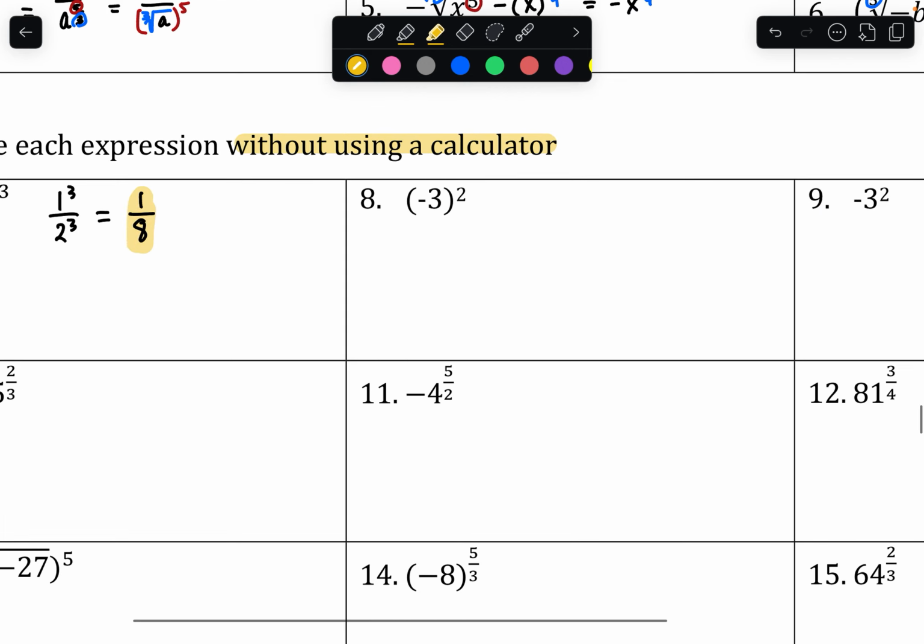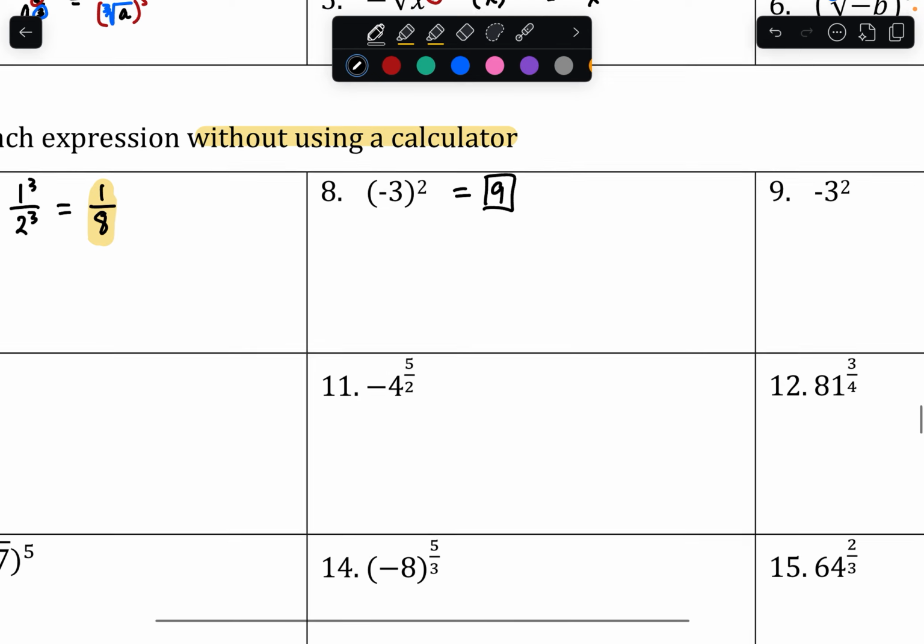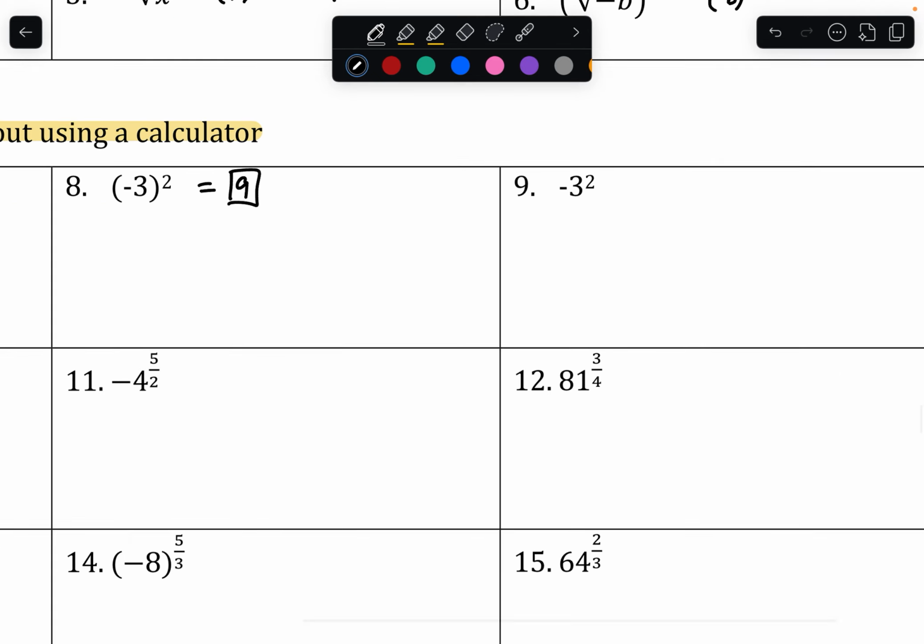Okay, -3 squared becomes +9. Anytime you square a negative, that's -3 times -3, so it's going to become positive. The negatives cancel. Here, notice the difference between 8 and 9. This negative is not in a set of parentheses, so we are only squaring the 3. And so that negative is going to stay there, and then we're still going to get 9.